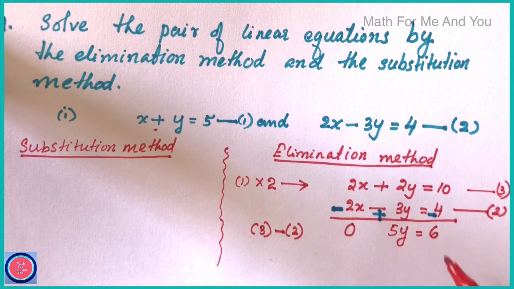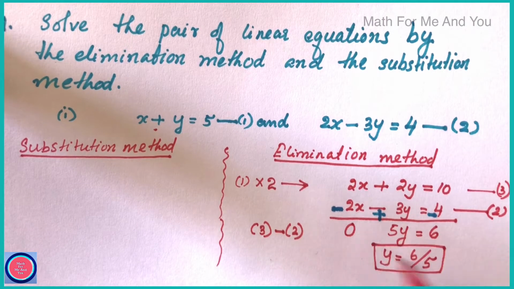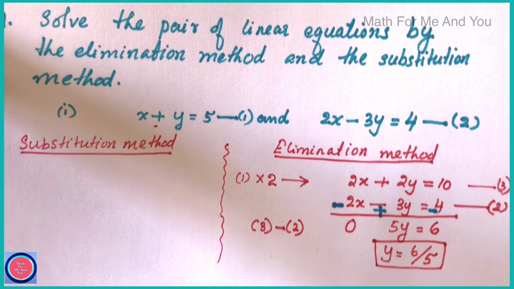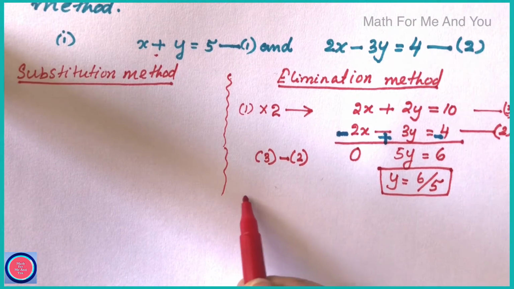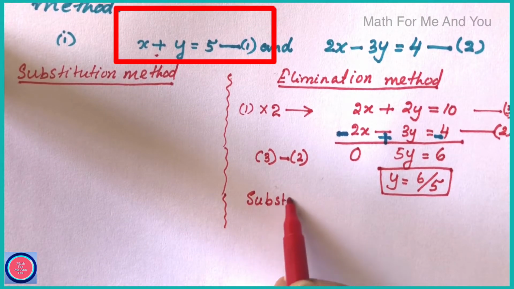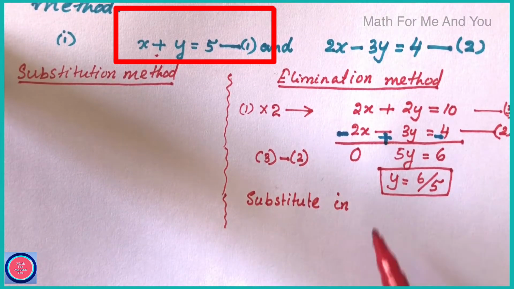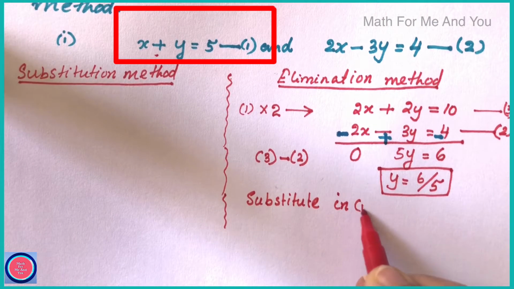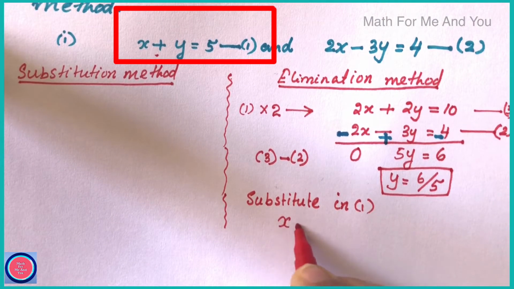5y equals 6. What is y? y is equal to 6 over 5. So we get the value of y. y is 6 over 5. Now we know how to find the value of x. Substitute in any of the given equations and then we can find the value of x. Here I'm going to substitute in equation number 1. So y we give the number 6 over 5. x plus 6 over 5 is equal to 5.